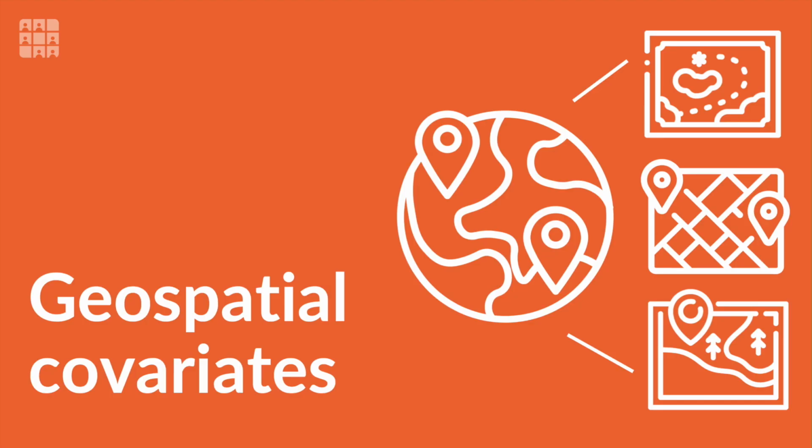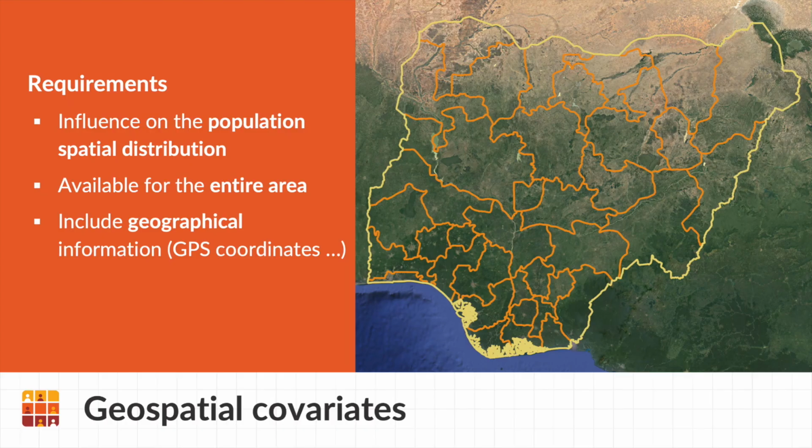Last, geospatial covariates, as a general term for a multitude of input data that are meant to represent the geographic context. Geospatial covariates are data describing the context where the people live. This involves 3 essential requirements. First, it should influence the population spatial distribution. Second, it should be available for the entire area or country. Third, it should include explicit geographic information, such as GPS coordinates or admin boundaries.